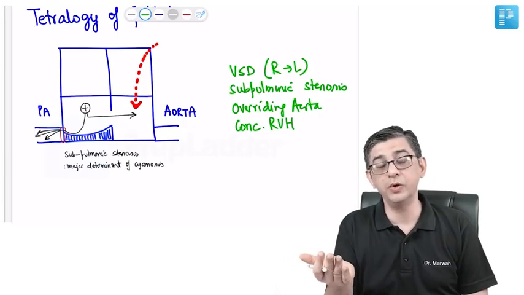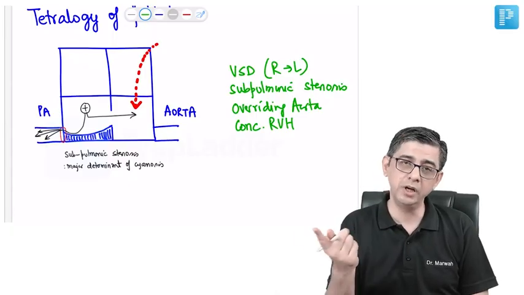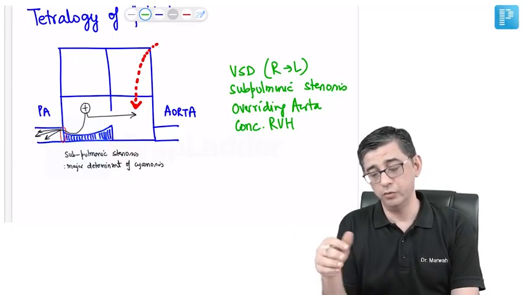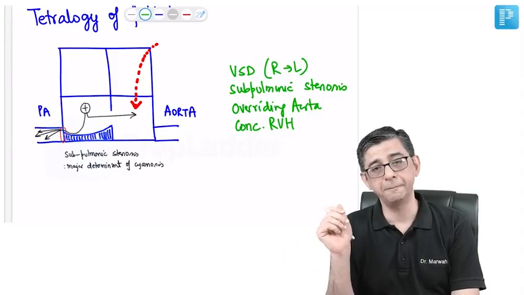Normally the left has more muscle. No, here the right has more muscle than even the left. The left is normally developed, but the right has more muscle than the left, which explains the shunting component present here.